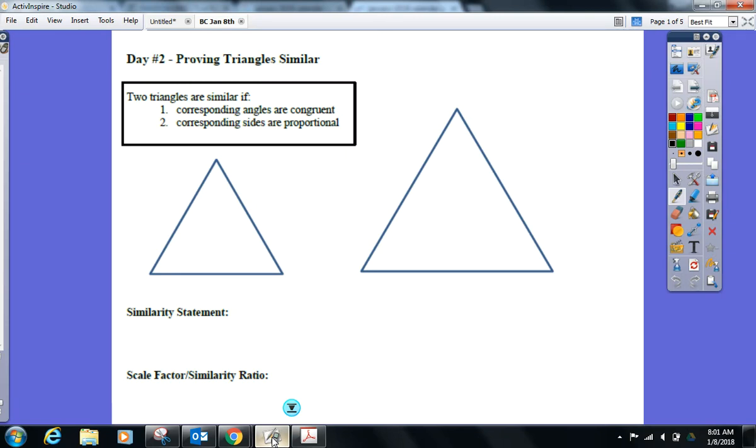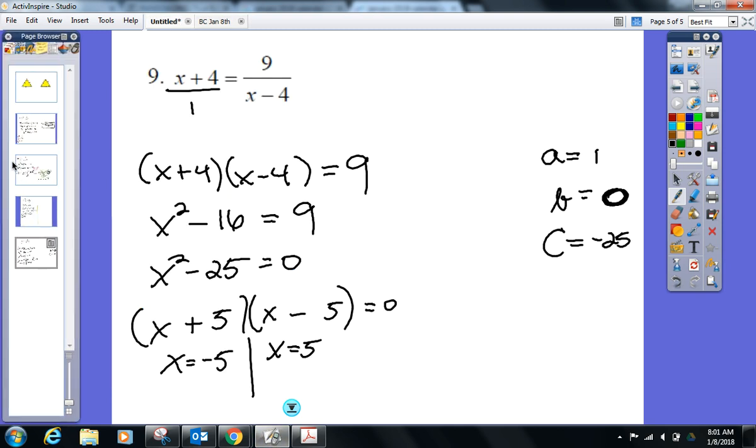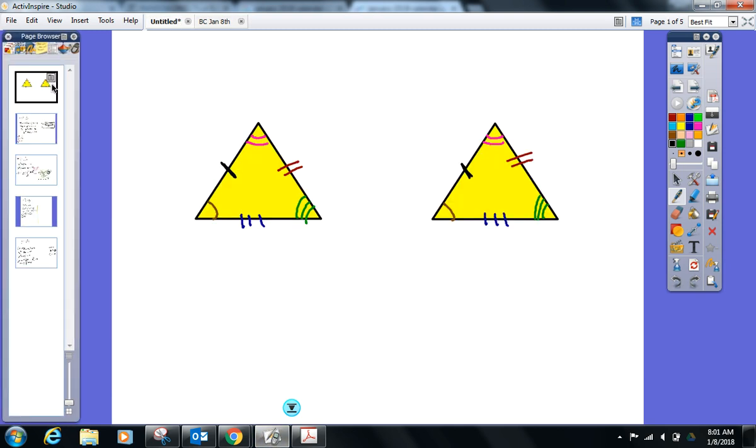You guys know how to prove triangles congruent, right? There's 5 methods. Let's quick review. What's it mean for 2 triangles to be congruent? Before you guys came in, I did a nice little diagram for you. If 2 triangles are congruent, all the corresponding sides are congruent, and all the corresponding angles are congruent.